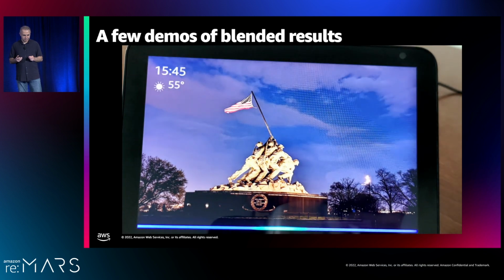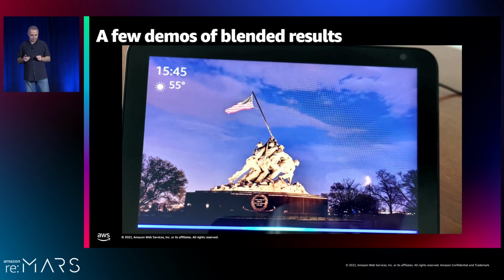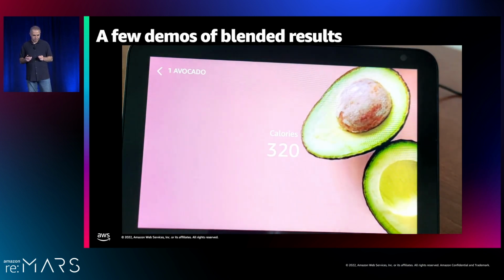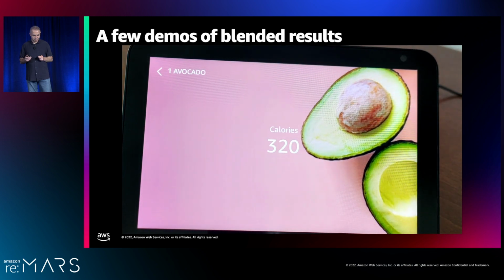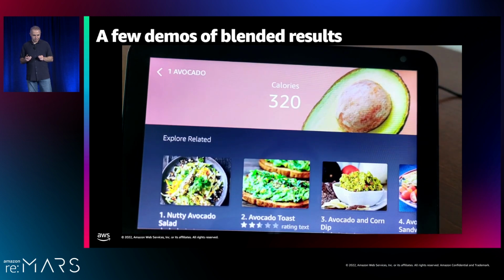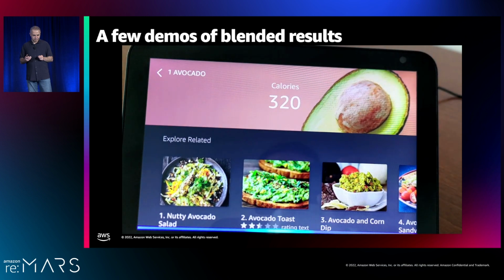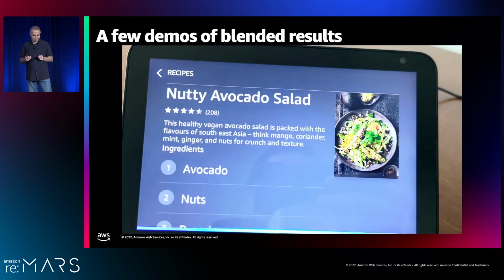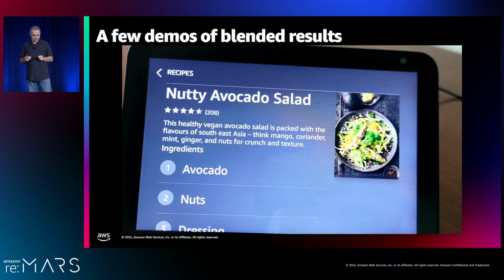Alexa, how many calories are in avocado? Avocado has 320 calories. Alexa, show me the first one, please. Here's your recipe. Great.